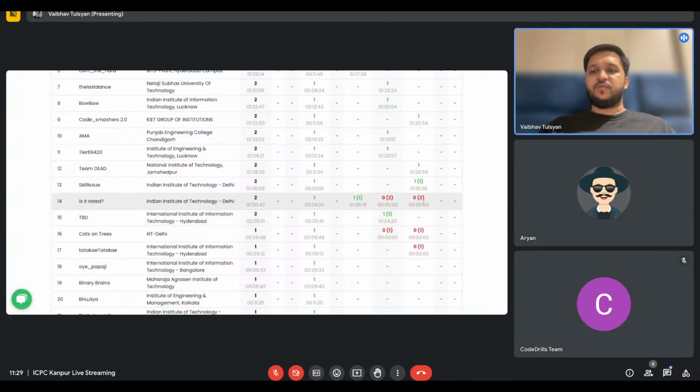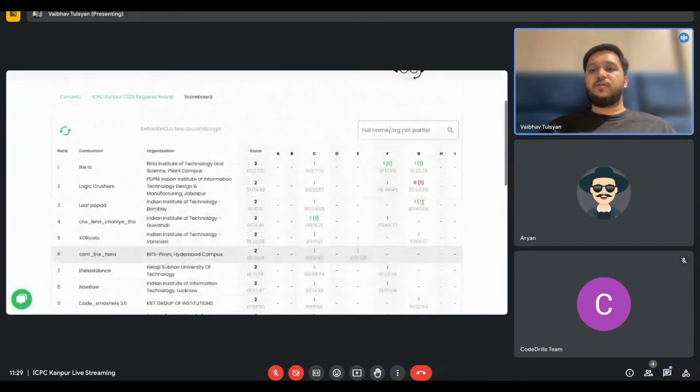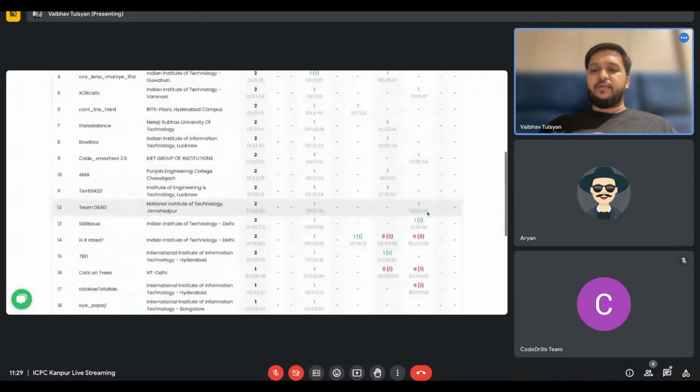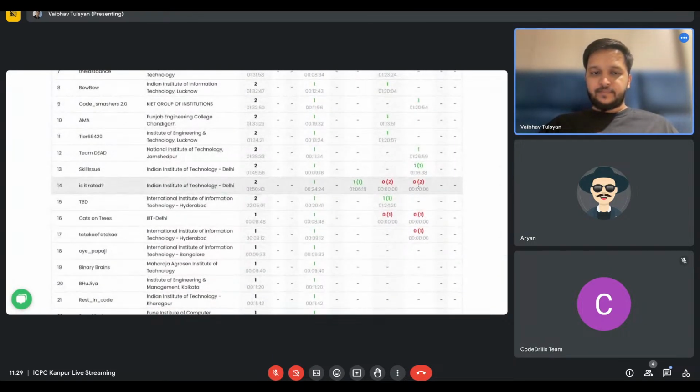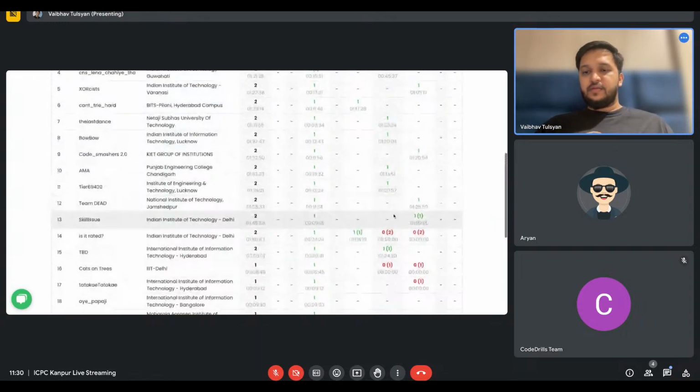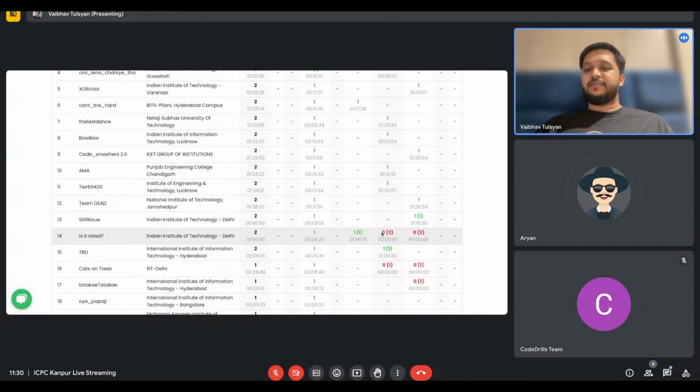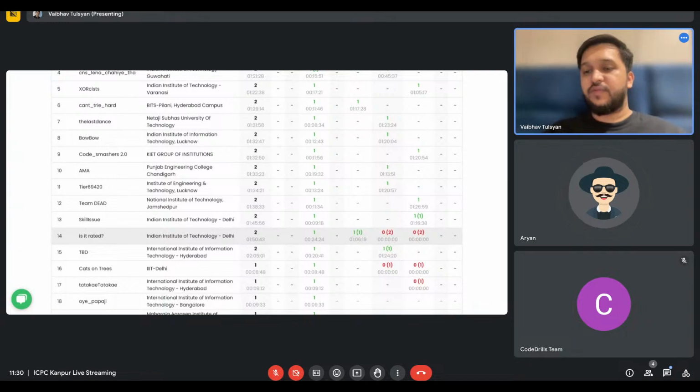Is it rated also now has WAs on protected parenthesization? Is it rated has two different problems on which they have WA? Yeah, we can prioritize there.